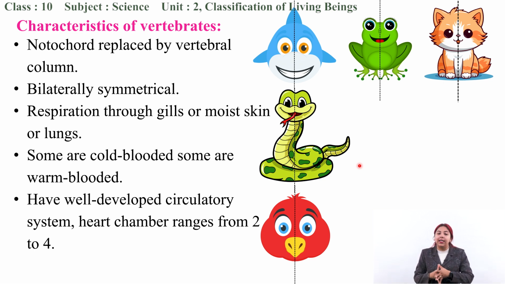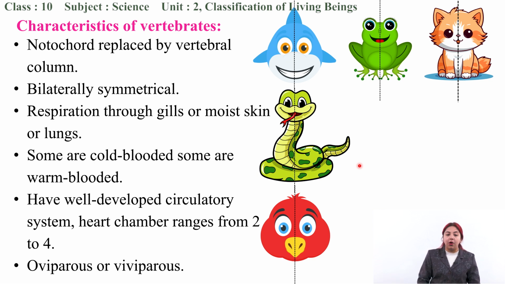Now they have a well-developed circulatory system, and the heart present within the circulatory system has chambers ranging from 2 to 4, about which we'll study in detail when we study each of the classes. Now the organisms are oviparous or viviparous. Oviparous means they lay eggs. They do not give birth directly to the young ones, but they lay eggs instead. But in the case of viviparous, they give birth to their young ones directly.